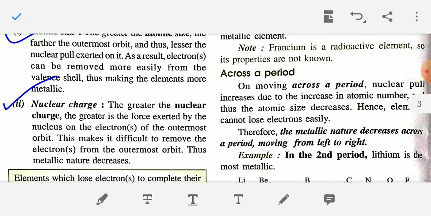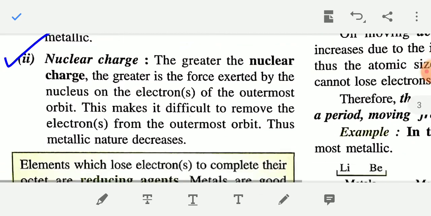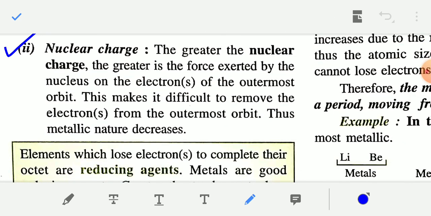The greater the nuclear charge, the greater is the force of attraction between the nucleus and the outermost electron, and this makes it difficult to remove the electron from the outermost orbit. Thus metallic nature decreases as nuclear charge increases. And you have to remember that metals generally have one, two, or three electrons in their valence shell.